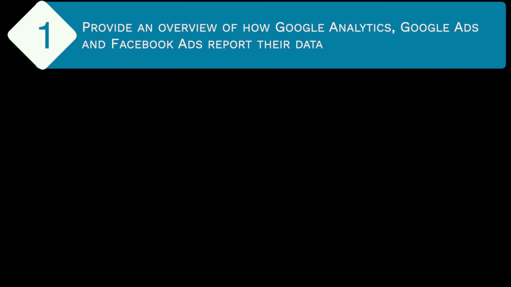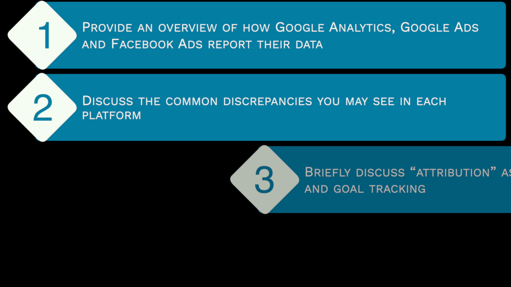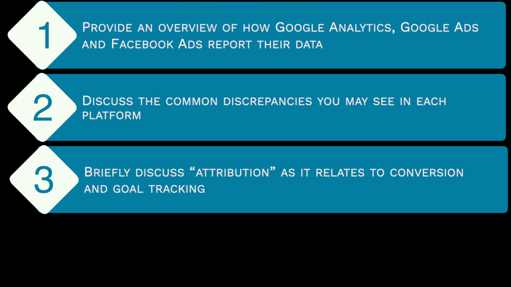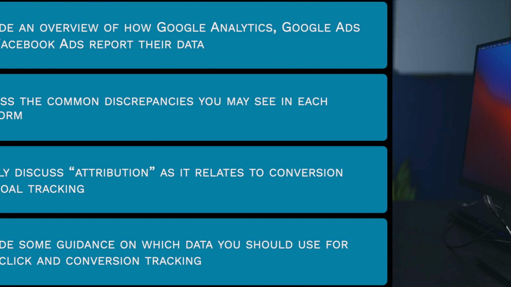In this video, we are going to provide an overview of how Google Analytics, Google Ads, and Facebook ads report their data, discuss the common discrepancies you may see in each platform, briefly discuss attribution as it relates to conversions and goal tracking, and provide some guidance on which data you should use for your click and conversion tracking. After this video, you should have a much better understanding of how your digital marketing campaigns are really performing. So let's begin with an example.